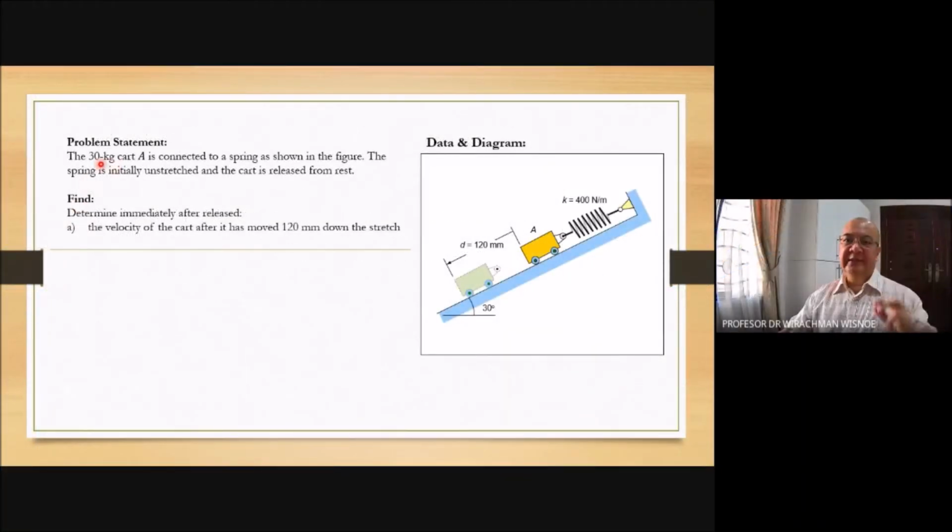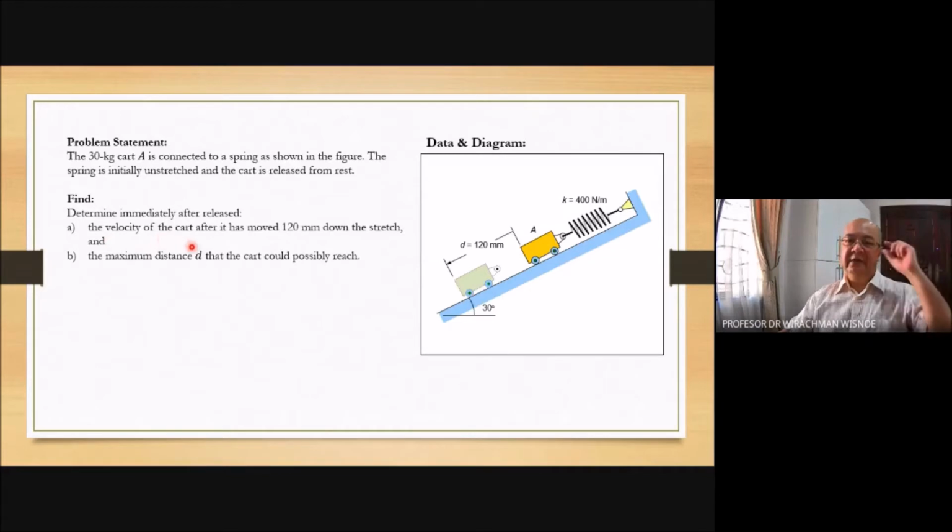The 30 kilogram cart A is connected to a spring as shown in the figure. The spring is initially unstretched and the cart is released from rest. Determine, immediately after release, A, the velocity of the cart after it has moved 120 millimeters down the stretch, and B, the maximum distance D that the cart could possibly reach.